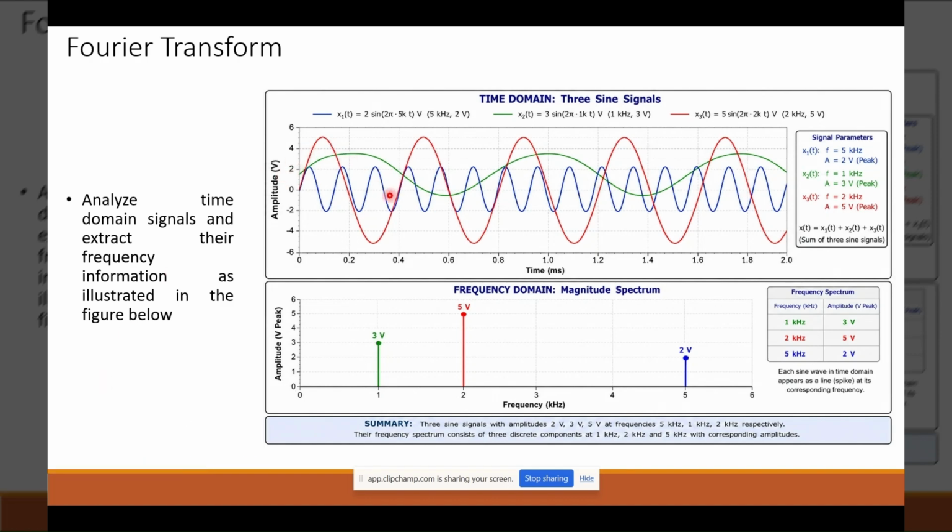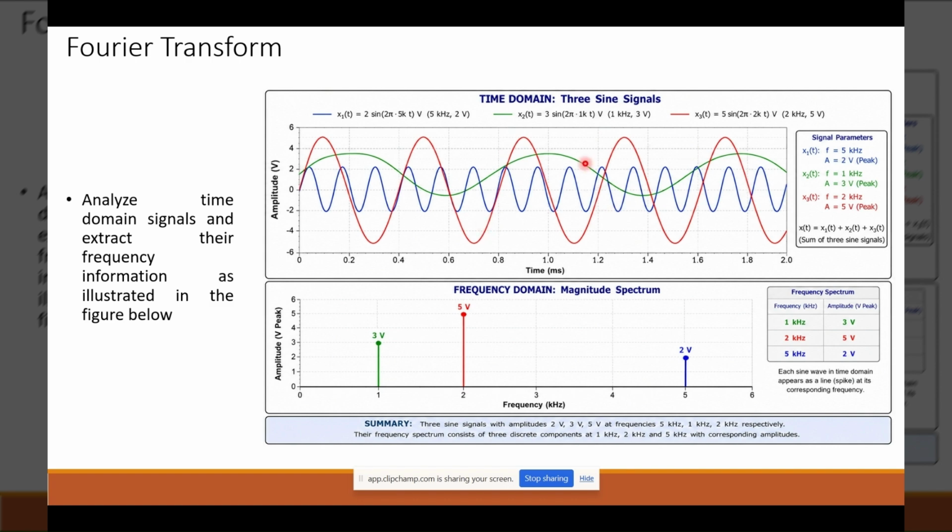Let us consider a sinusoidal signal. Can you see how many sine signals are here? The green color one, the red color one, and the blue color one. For example, x1 of t, which is blue color, is a 5 kilohertz, 2 volt sinusoidal signal. Let us take the green color one, which has an amplitude of 3 volt. It is a 1 kilohertz sinusoidal signal. The third one is red color, which is a 2 kilohertz, 5 volt signal. So the quantitative values are represented here, and all three signals are available here.